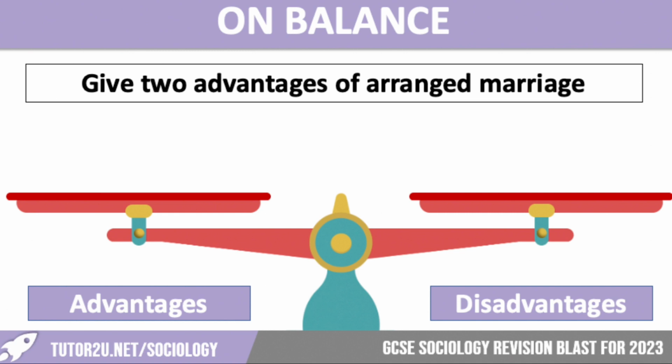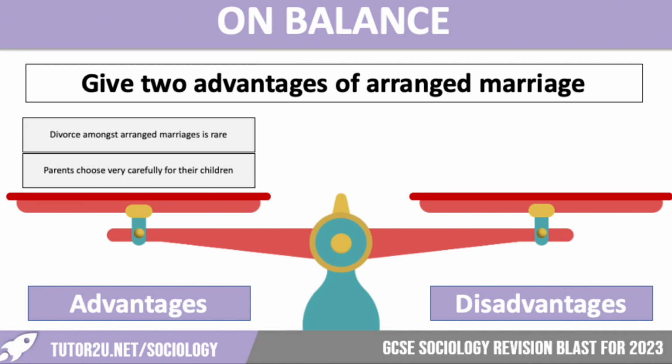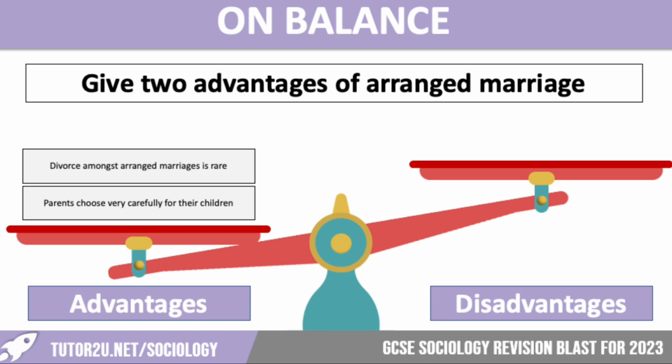Pause the video, think about a couple of advantages of having your family arrange your marriage for you. Once you're ready, restart the video and we will reveal some advantages. Okay, let's have a look at what you could have noted down. Parents firstly choose very carefully for their children. It often tends to be from families with the same sort of social standing. And as a result, divorce amongst arranged marriages is quite rare.